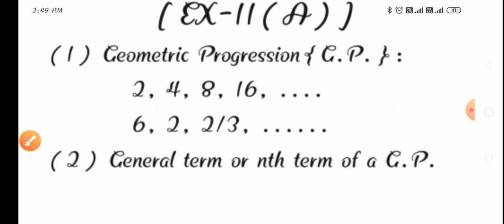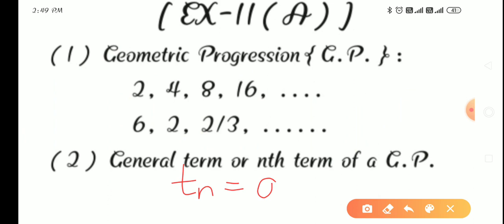Now the general term. As in the case of AP, the general term or nth term was given, in the same way here also a general term is there. Tn equals a r to the power n minus 1. What is this Tn equals a r to the power n minus 1?